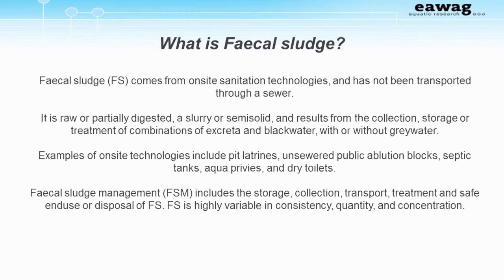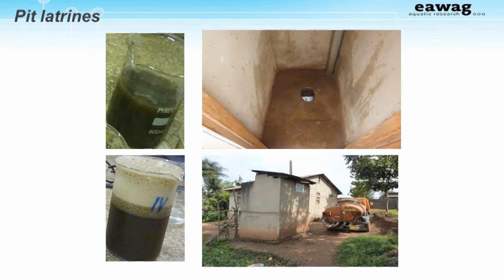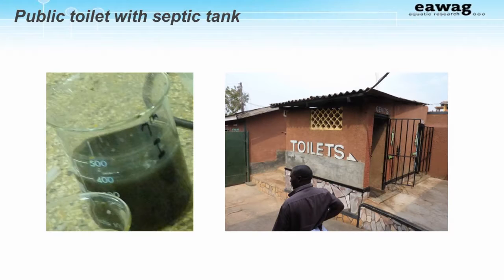Fecal sludge is also highly variable in consistency, quantity, and concentration. Here are some examples of what fecal sludge looks like. These samples are from a field study we did in Kampala, Uganda. The beaker shows what the sample looked like in the laboratory, and next to it is the on-site sanitation system from where the sample was taken. These two pictures are both of septic tank systems. This is from the same study in Kampala, but these pictures are of pit latrines and pit latrine sludge. Also Kampala, this one is a public toilet.